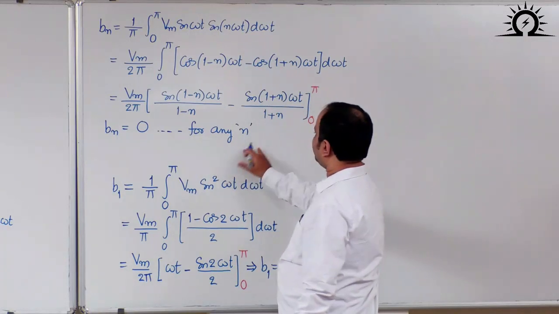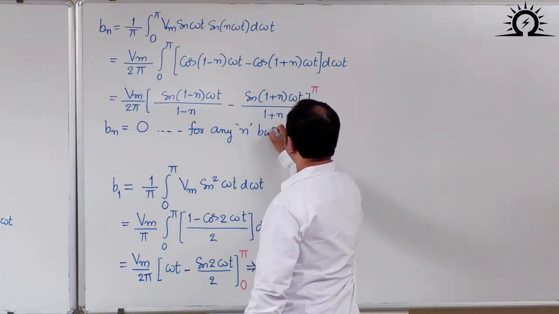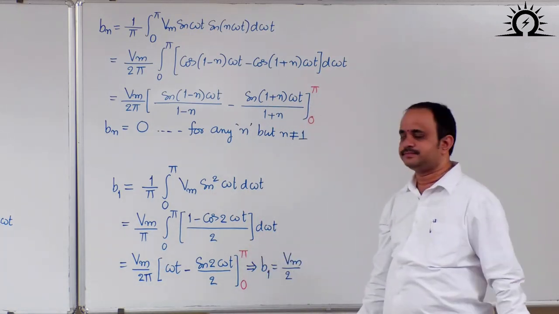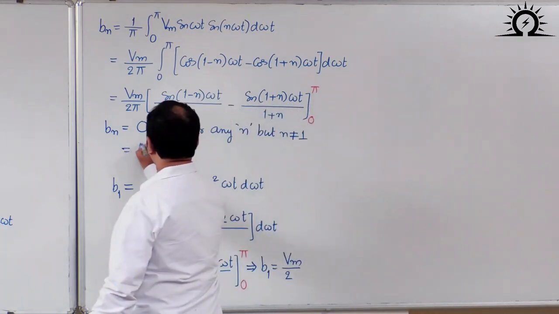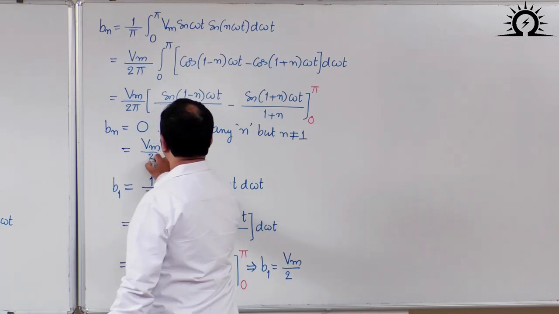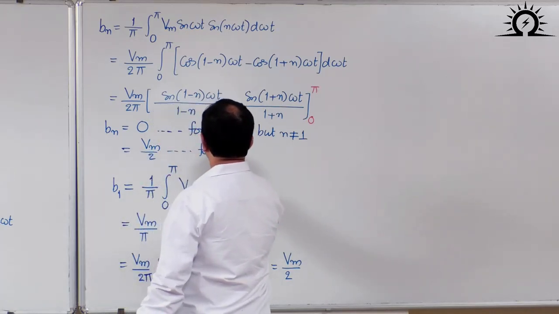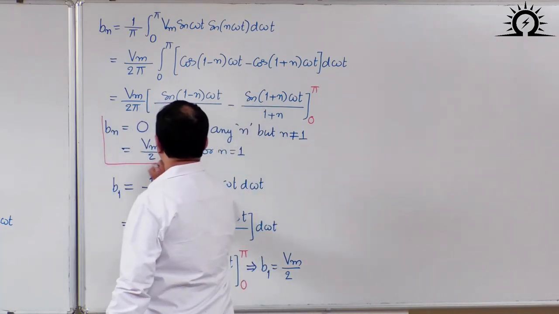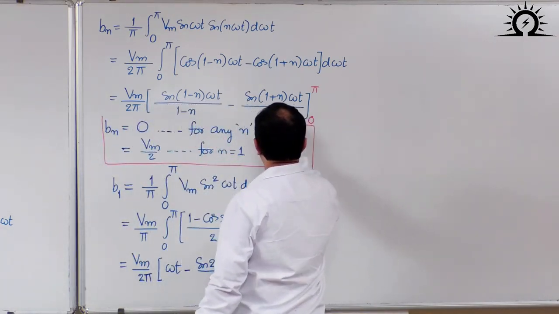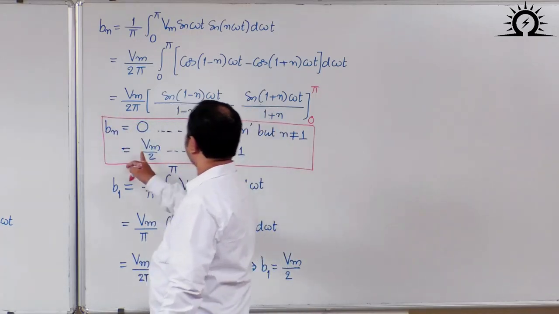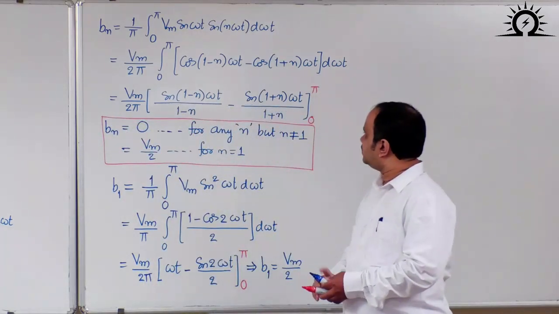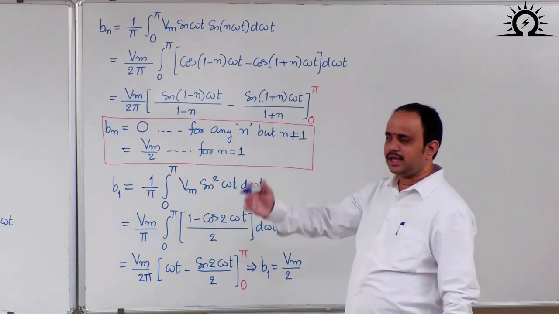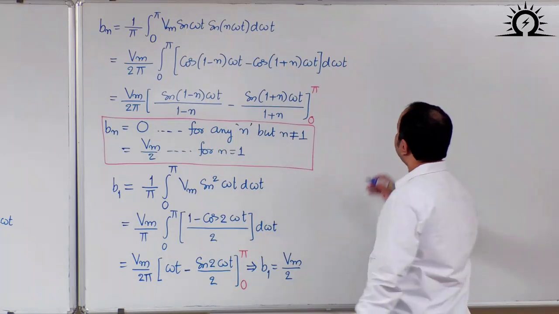Bn is equal to 0 for any value of n, but n is not equal to 1. If n is equal to 1, this value is Vm by 2. Okay, so these are the conclusions for A0 by 2, An and Bn.